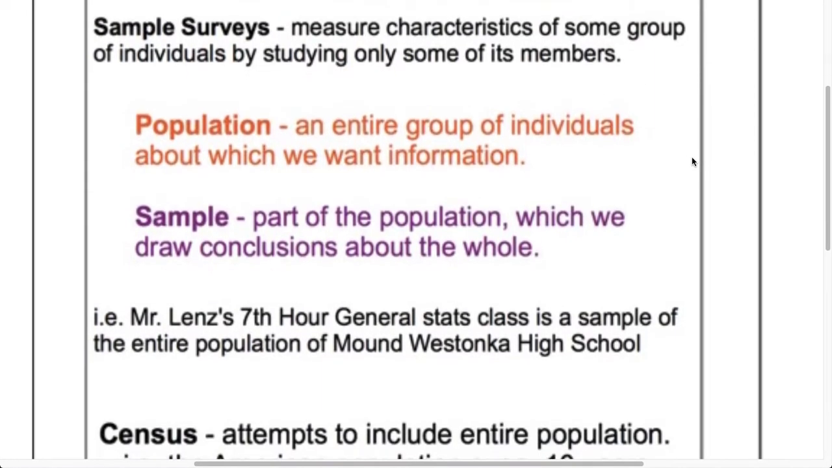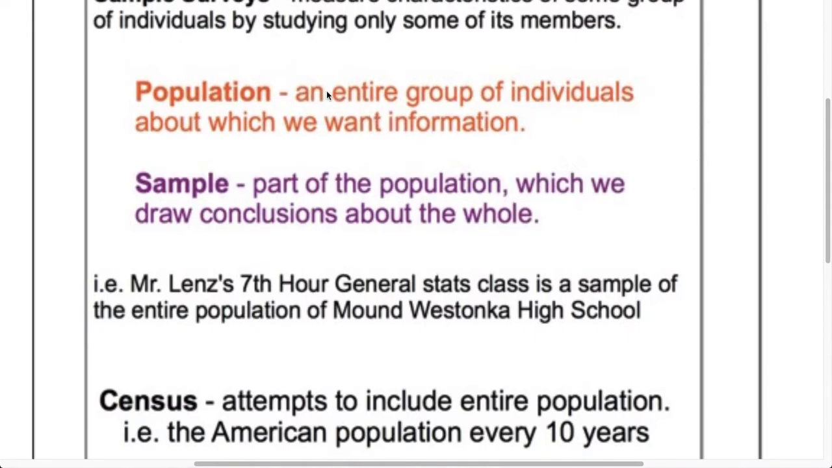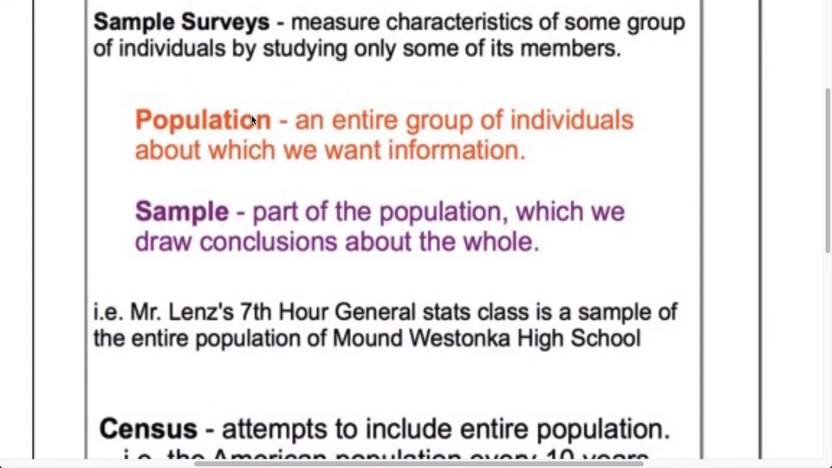That's very common, right? If we wanted to take a survey at Mount Westonka High School, it's probably not realistic to get a sample from every single person here. So I might pick 200 kids and get surveys from them. And so the population in that case would be Mount Westonka High School. That's the entire group. But the sample is just the part of the population which we draw conclusions from. So again, in the example that I just went through, I picked 200 people. Those 200 kids are the sample, and I am going to make a conclusion about Mount Westonka as a whole based on what those 200 people say.